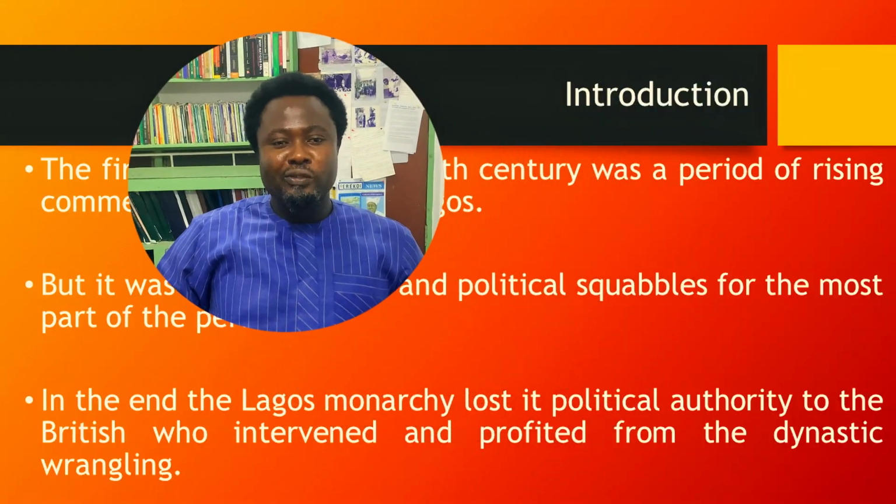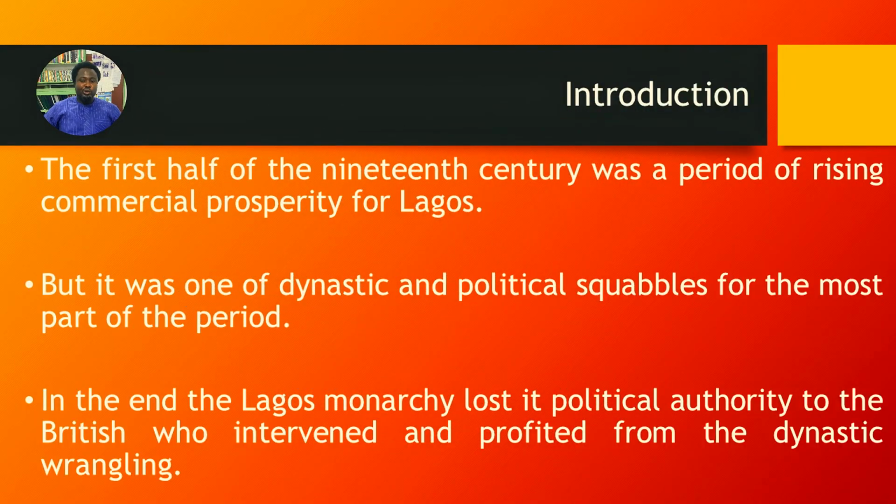So the first half of the 19th century was a period of rising commercial prosperity for Lagos. But it was also one of dynastic and political squabble for the most part of the period. In the end, the Lagos monarchy lost its political authority to the British, who intervened and profited from the dynastic wrangling in Lagos.